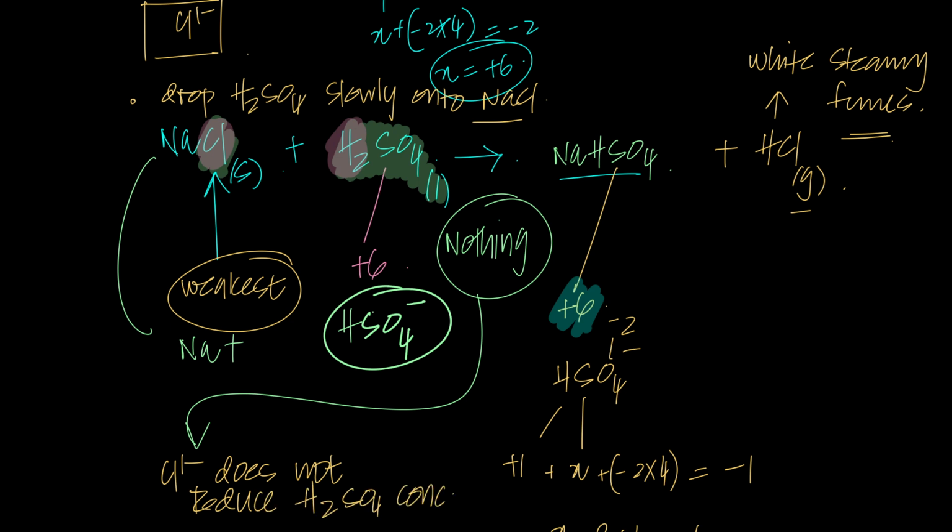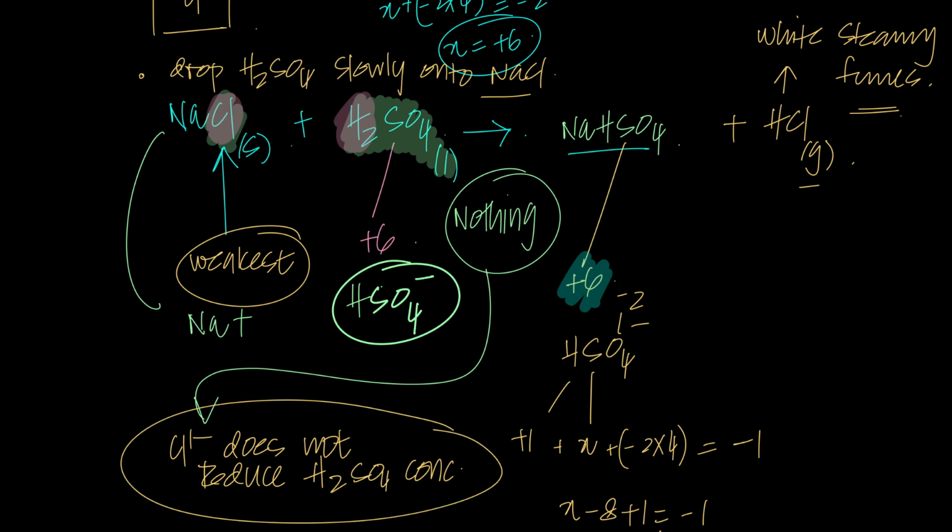That's the beauty. That's why you needed to know this stuff. The chloride ion does not reduce conc sulfuric acid. How did I know? Plus 6, plus 6. Nothing happened. It's just HCl being formed and solid sodium hydrogen sulfate, NaHSO4, forming. That's it.